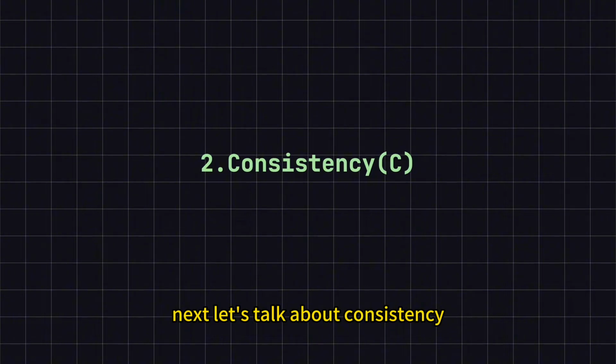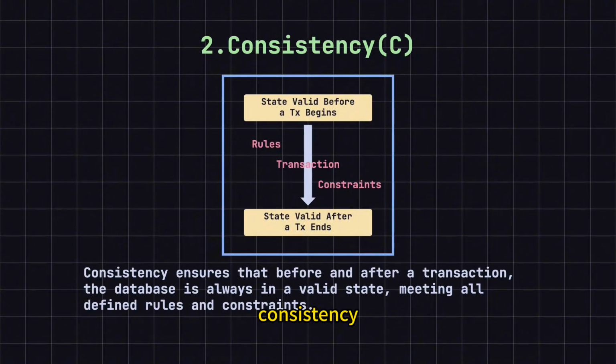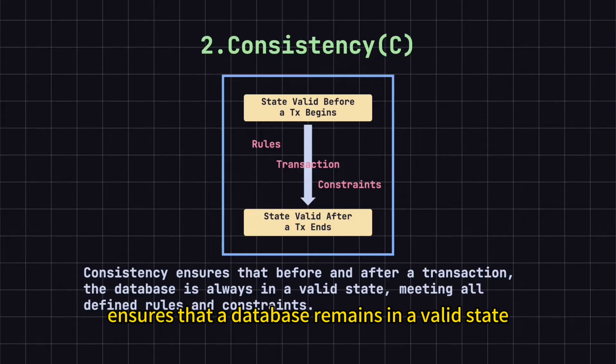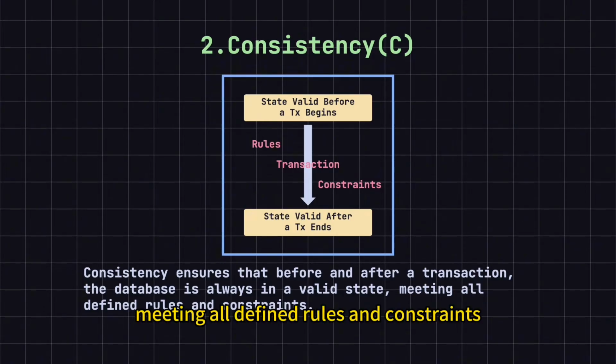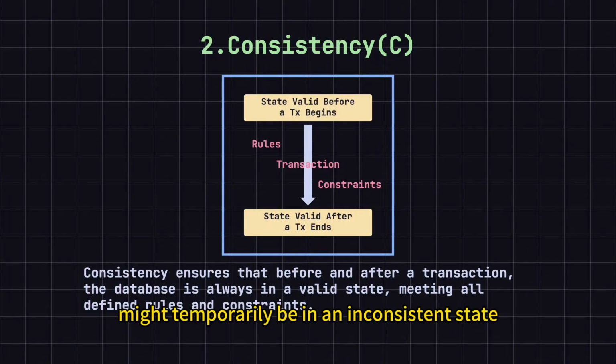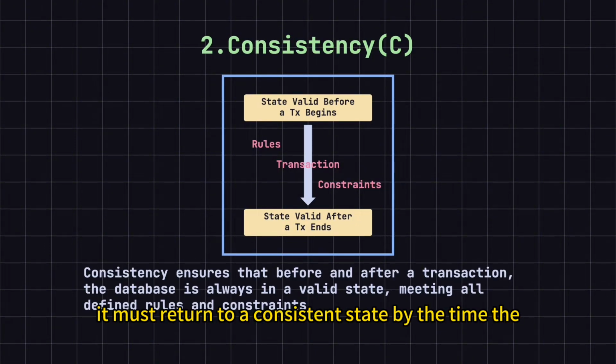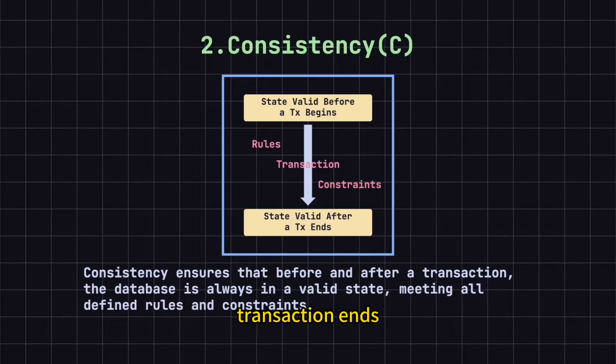Next, let's talk about consistency, the C in ACID. Consistency ensures that a database remains in a valid state, meeting all defined rules and constraints before and after a transaction. Although a database might temporarily be in an inconsistent state during a transaction, it must return to a consistent state by the time the transaction ends.